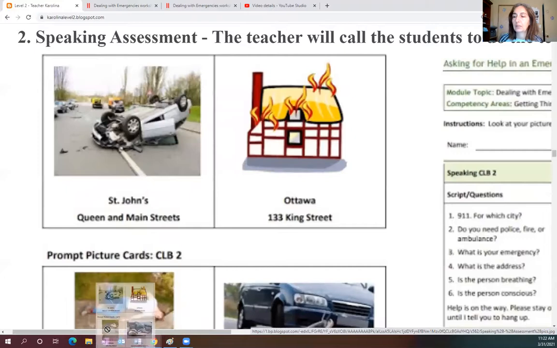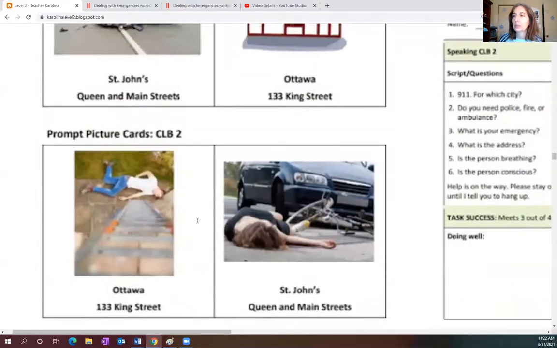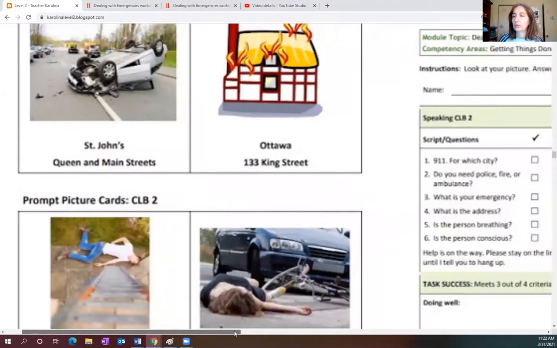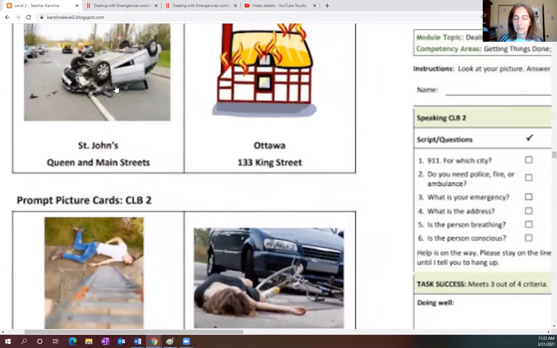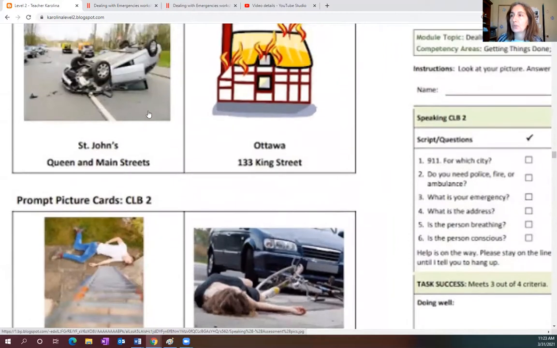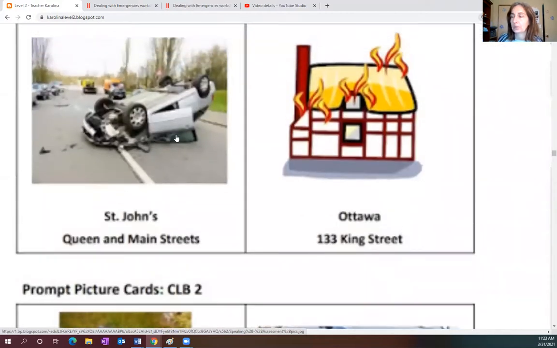The speaking test will be between you and the teacher. I will be the 911 operator and you will be the one who calls. So I will say, for example, look at this card, the first one. I will say 911 for what city? And here you have the city St. John's. This picture has Ottawa, and this picture has St. John's. So if I show you this picture, you say St. John's, okay? And I say, what's your police, fire, or ambulance?